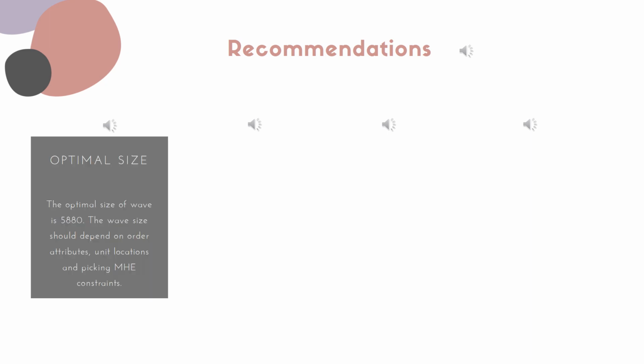1. The optimal size of wave is 5,880. The wave size should depend on other attributes, since some apparel requires VAS, and the apparel cannot be waved as a case. Additionally, the unit locations can be another factor. If the items are far away, it takes more time for changing the MHE and pickers. The picking MHE constraints also affect the wave size. The order might not complete on time because of the lack of MHE.